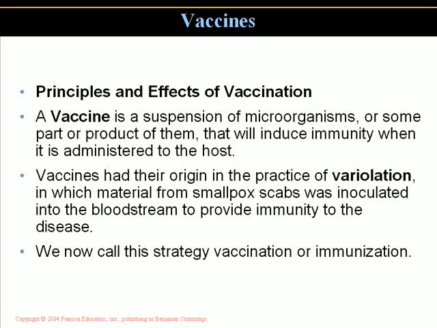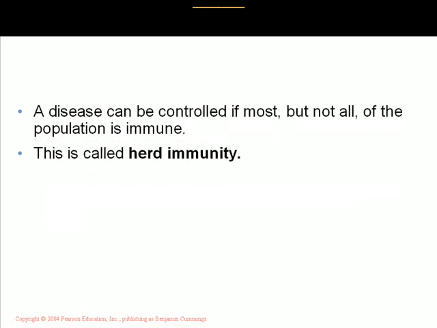Vaccines had their origin from the practice of variolation, in which material from smallpox scabs was inoculated into the bloodstream to provide immunity against the disease. We now call this strategy vaccination or immunization.